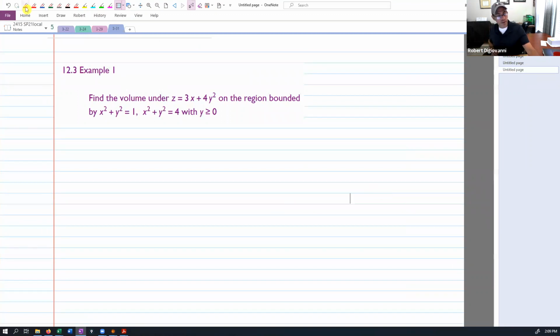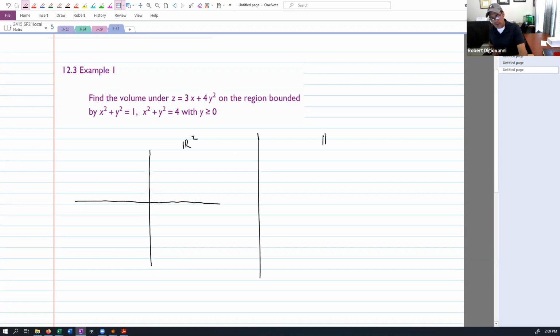Let's try and see what this region that we're integrating over looks like in 2D. And then I'll try a three-dimensional if I can, but let's see. Our region is bounded by x squared plus y squared equals 1, that's a circle of radius 1, and x squared plus y squared equals 4, which is a circle of radius 2.